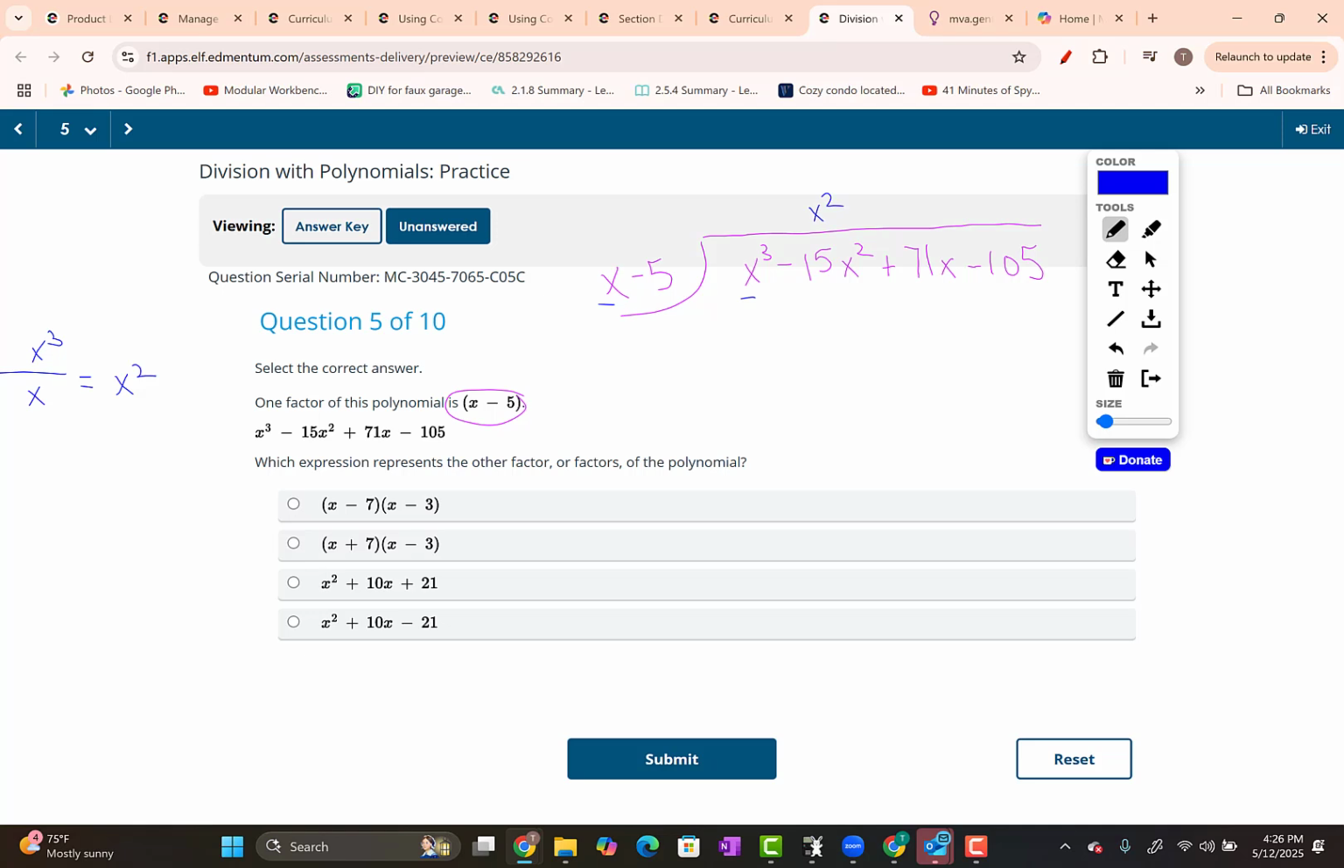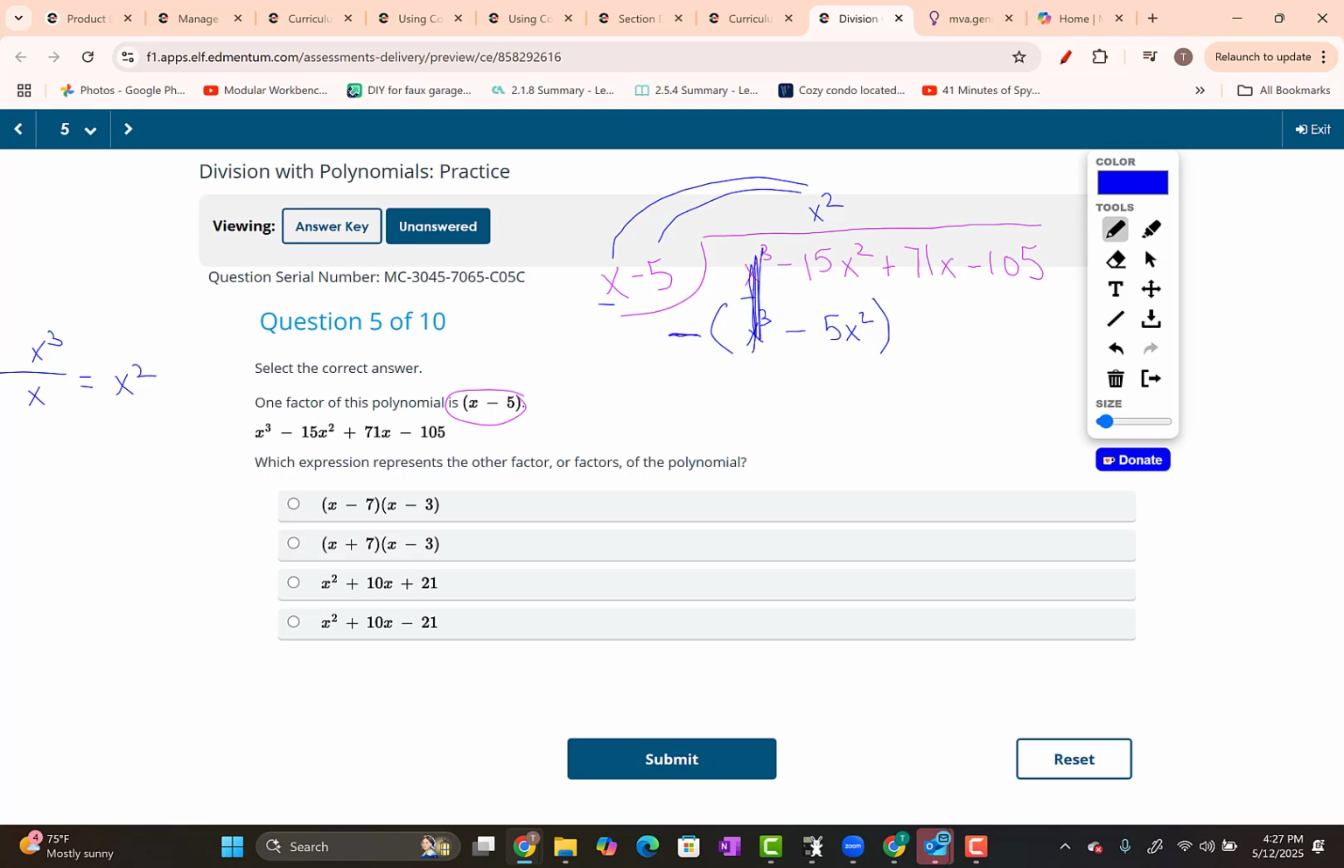So we've divided. Now we're going to multiply. X squared times x is x to the third. X squared times negative 5 is negative 5x squared. So that's the multiplication step, and now we're going to subtract. So we're going to subtract both of these terms, x to the third minus x to the third.